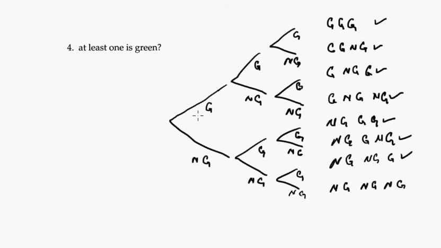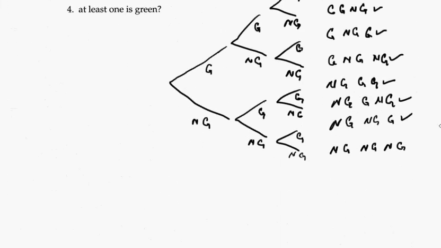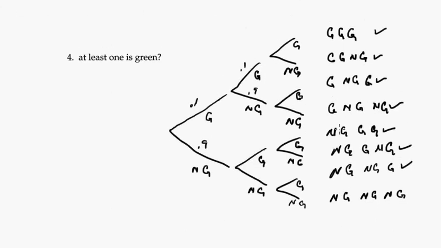Okay, so what we would have to do is label these probabilities. Probability of green is, what was that? 0.1. So 0.1 and 0.9. So we label all these. And we'd have to multiply all these out and then add all these probabilities. That's a lot of work. Okay? But we know that these add up to 1. So what we could do is just find this probability and subtract that from 1.